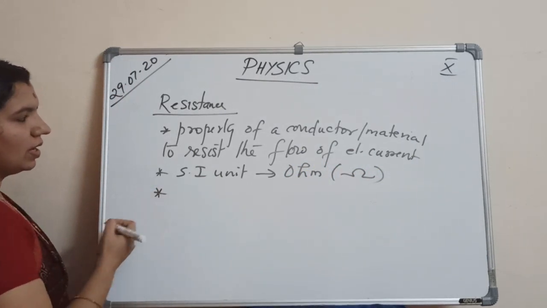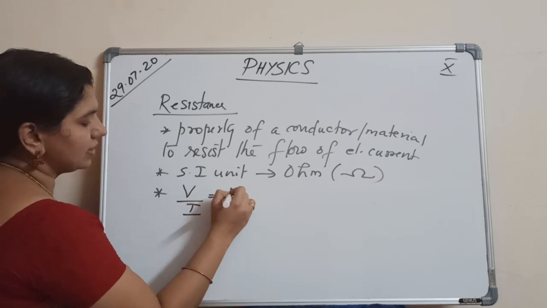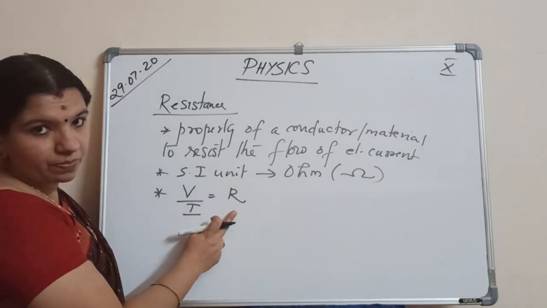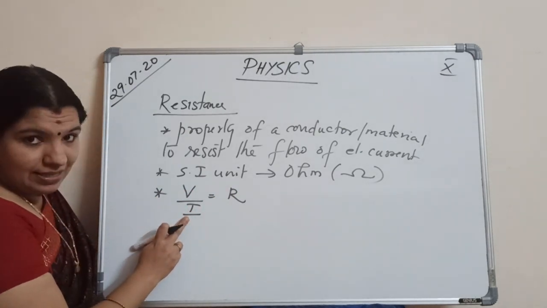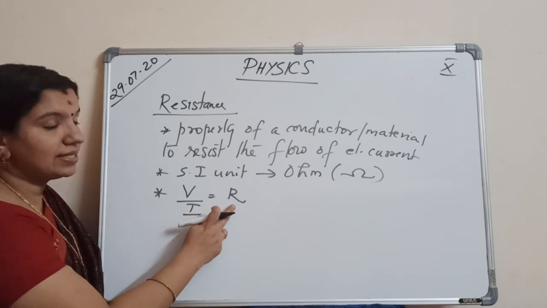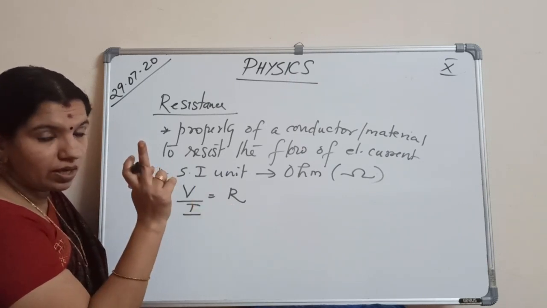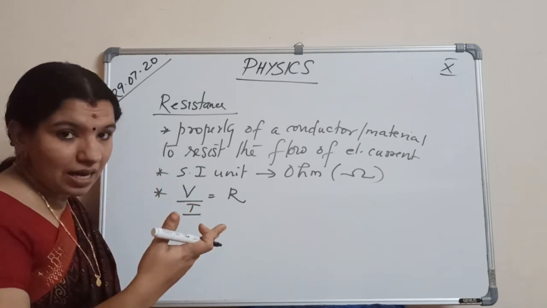Then it is denoted by this equation. V by I is equal to R. V by I is equal to R. Clear? Now look here. When I increases, the resistance of that particular circuit will be low. I told that. Okay. In conductors, the current is more. It can easily pass the current.